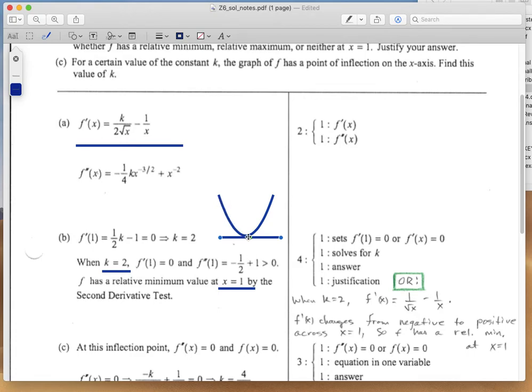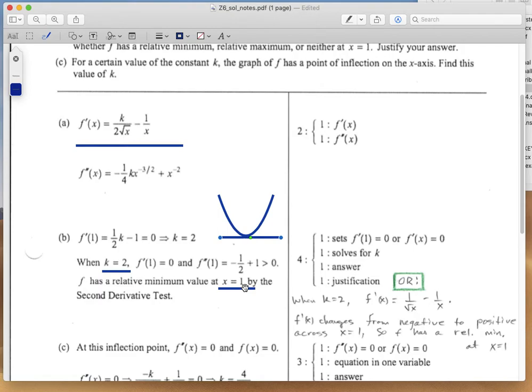This is a drawing of f with a tangent line at the critical number. Okay, so all of that means, and here's how we would justify it. At this critical number, x equal 1, the second derivative is positive. Therefore, by the second derivative test, f has a relative minimum at x equal 1.